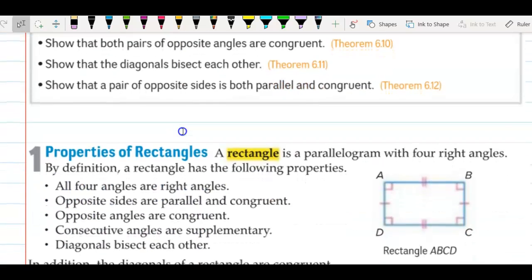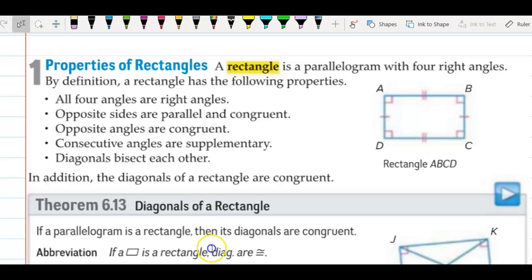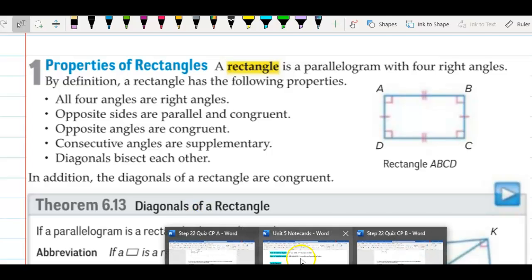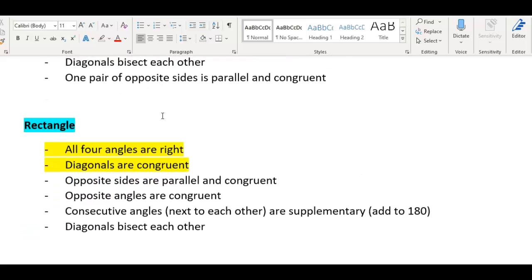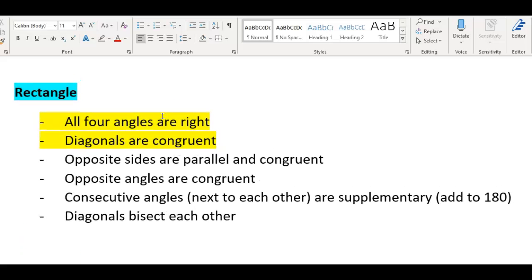So now we're going to move on to rectangles. So I'm going to switch back to the note cards. Okay, so here's our test for parallelograms. We're going to skip that. So let's just focus on rectangle here. A rectangle is a parallelogram, so it's still following the fact that the opposite sides are parallel and congruent, opposite angles are congruent, consecutive angles are supplementary, diagonals bisect each other. The only two new things about a rectangle specifically is that all the angles are right and that the diagonals are actually equal to each other.